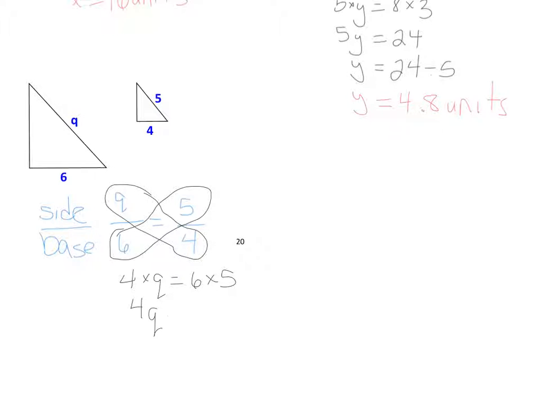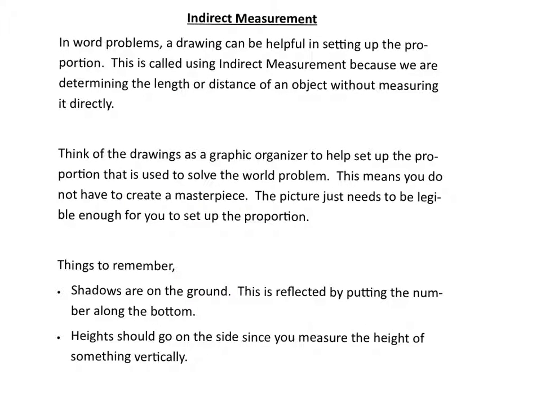4 times q is 4q. 6 times 5 is 30. Q is going to be 30 divided by 4. So Q is equal to 7.5 units. So you can see why knowing similar figures or knowing how to tell if they're similar can be beneficial, and we've used that information to calculate a missing side.